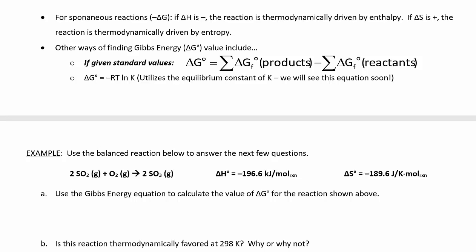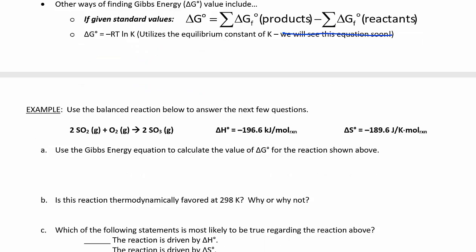All of those formulas are given on your reference sheet. So another formula that we're going to use, also given on your reference sheet, is delta G is equal to the negative gas law constant times temperature times the natural log of K. Remember, K is the equilibrium constant.